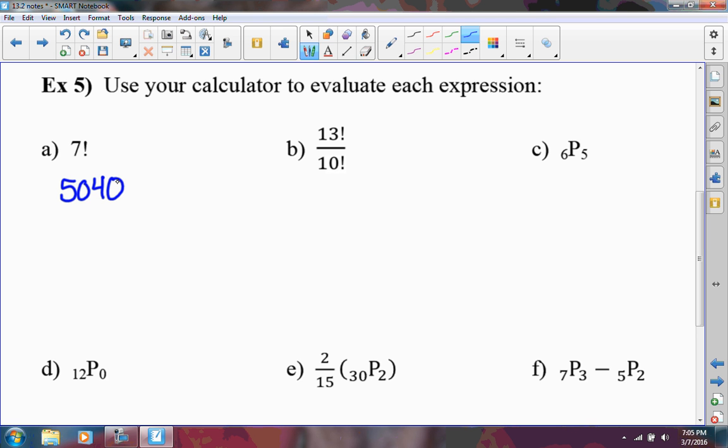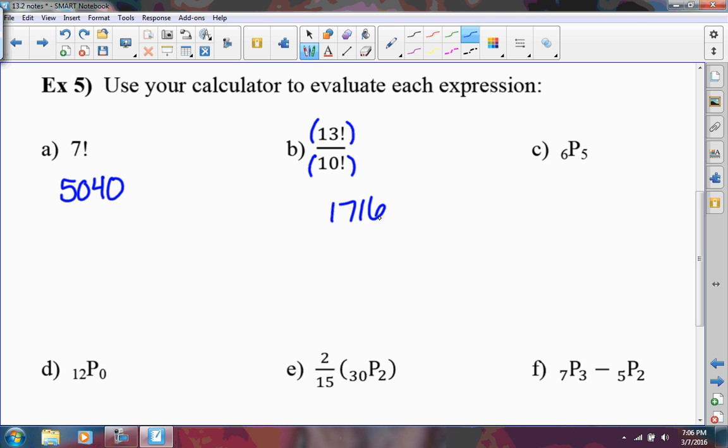And then you can divide as well. So you would do 13 factorial divided by 10 factorial. You shouldn't have to put parentheses around it, but you might want to. You could put parentheses around the numerator and the denominator just to be on the safe side. But when you type that into your calculator, you should get 1,716.